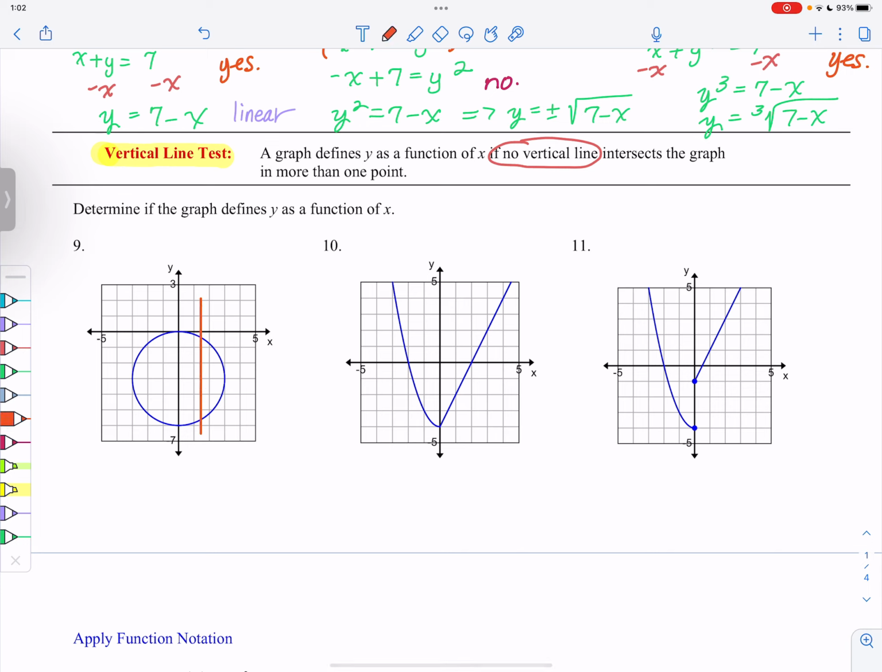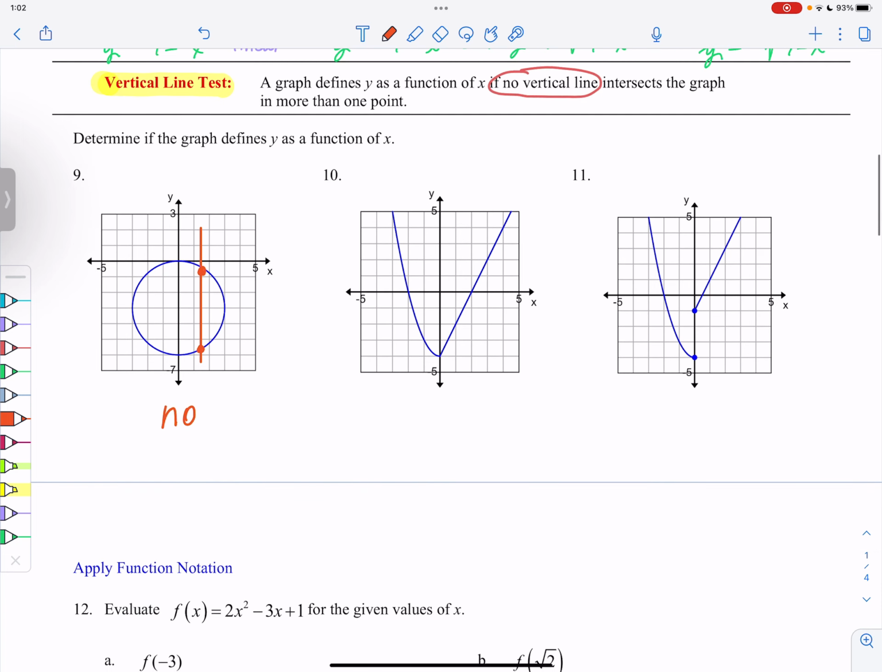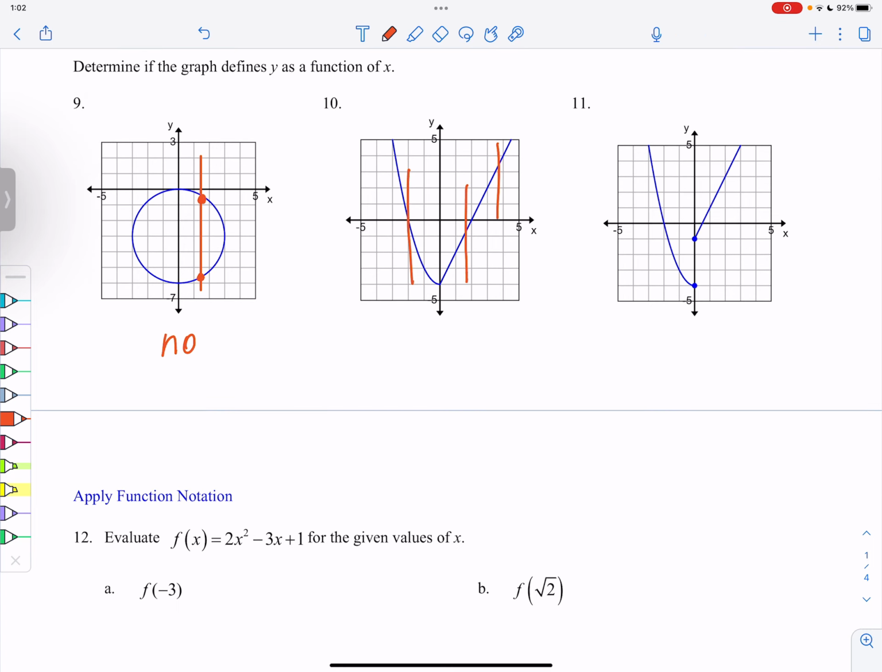And we hit the graph in two different places. So this is a no. Now here I could draw a vertical line here, here, here, and I only hit the graph one time. So this is a yes, anywhere that you would draw a vertical line.